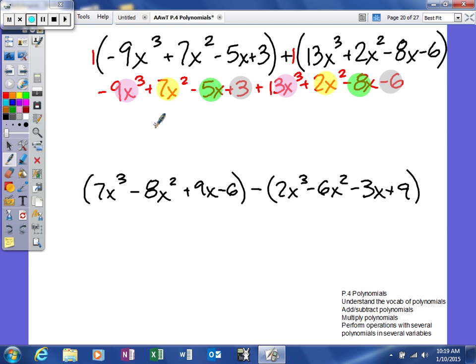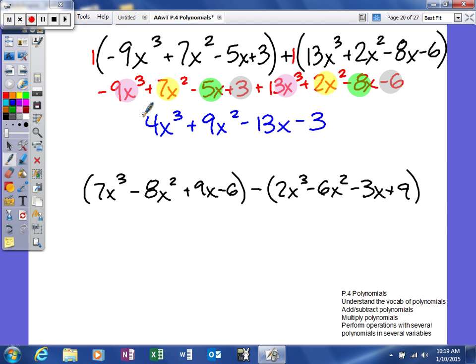So this plus this will give me 4x to the third. And then this plus this will give me a positive 9x squared. And then this plus this is negative 13x. And then this plus this will give me negative 3. So as you can see, we have added these polynomials together. This was a four-term polynomial with a degree of 3, so that would be called a cubic four-term polynomial. This is a cubic four-term polynomial, and our answer was a cubic four-term polynomial. The leading coefficient, as you can see, is positive 4.